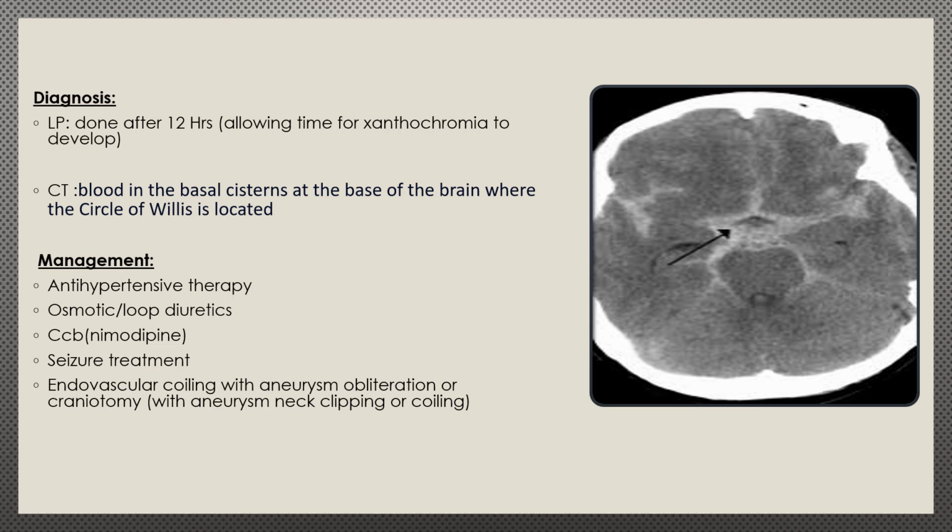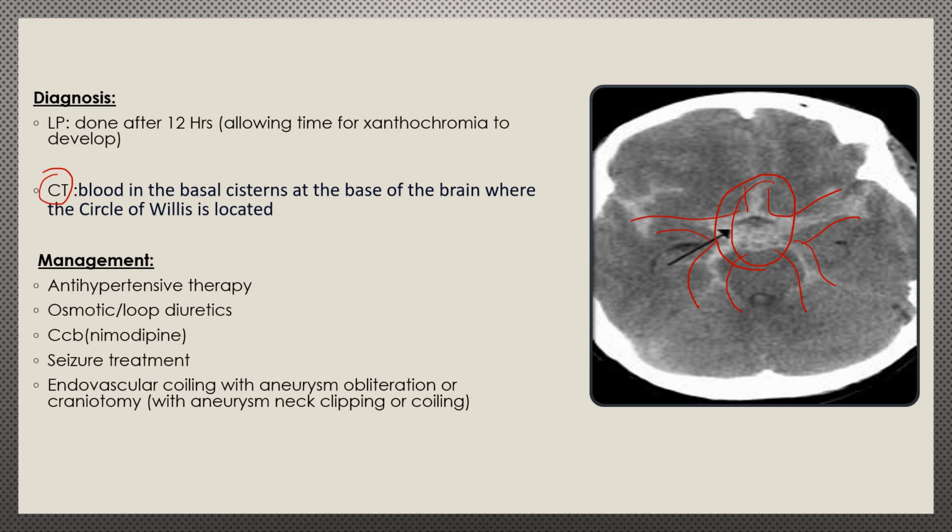CT scan of a patient with subarachnoid hemorrhage shows blood in the basal cisterns at the base of the brain, where the circle of Willis is located, as shown over here. The circle of Willis somewhat lies over here, and this star-shaped area shows that the blood has accumulated in the basal cisterns that are folds or compartments of subarachnoid space, which have a lot of CSF in them.